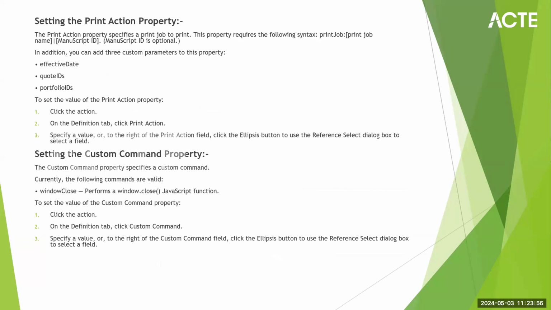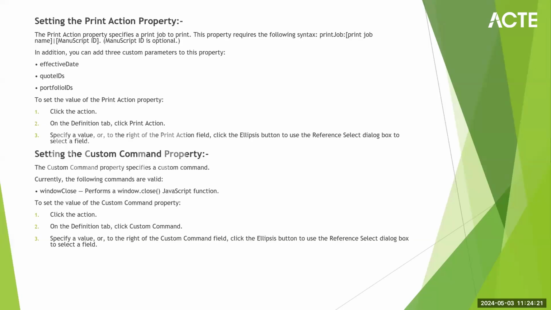Setting the print action property. The print action property specifies the print job to print. This property requires the following syntax: print job colon, print job name, manuscript ID. Manuscript ID is optional. Even if you don't use it, that particular print job name will be executed.